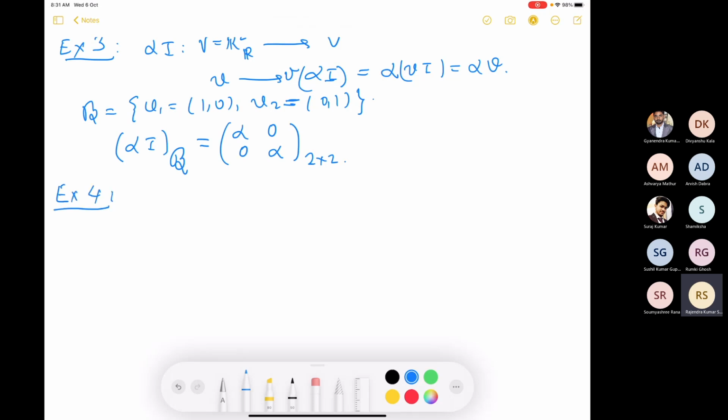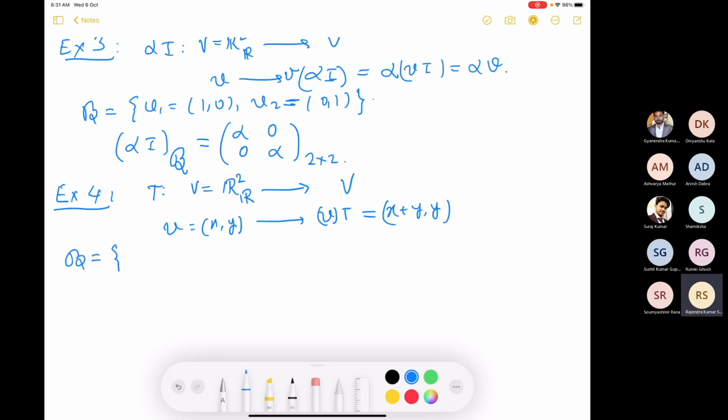Another simple example, let us take T to be the linear transformation here. V is R2 over R, and V is (x, y) going to VT, and VT is x plus y, y. All right. So let us again take the standard basis as the basis for this, and let us take V1 as 1 0, V2 as 0 1.